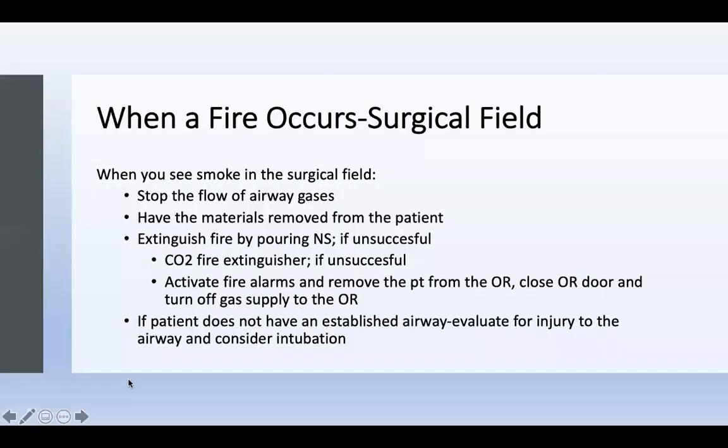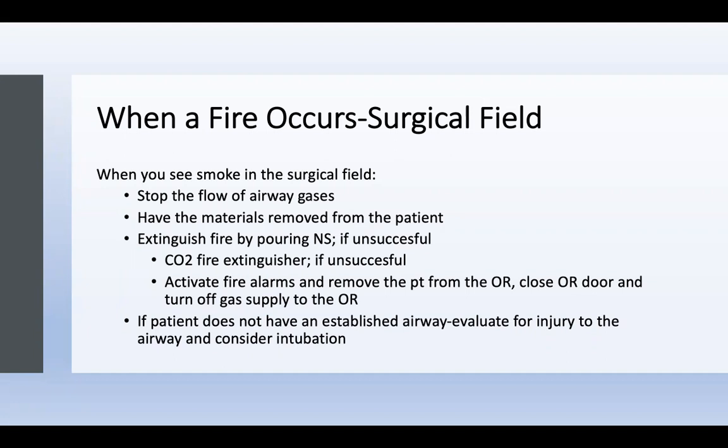All right, so we talked about prevention. Let's talk about when a fire occurs. And when you think about this, you need to think of two different scenarios. The first one is when a fire occurs in a surgical field, okay? So let's say you're in the operating room, you see smoke in the surgical field.